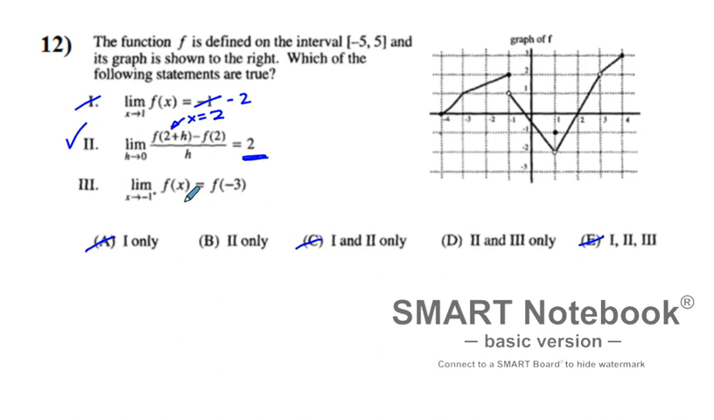Let's go down to statement 3: the limit as x approaches negative 1 from the right, that's a plus sign. So we go to negative 1 from the right. There's negative 1. And from the right, we're going to get 1, which is equal to f of negative 3. Let's go to negative 3. And what is our output value? 1. So does 1 equal 1? Check. So statements 2 and 3 are valid.